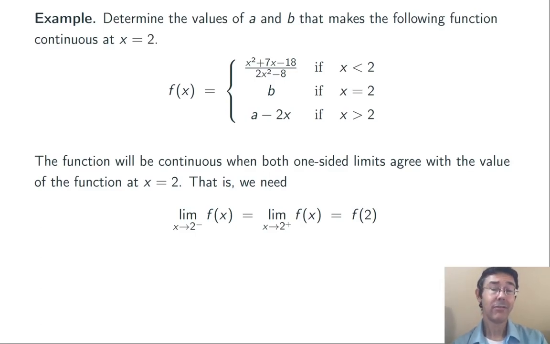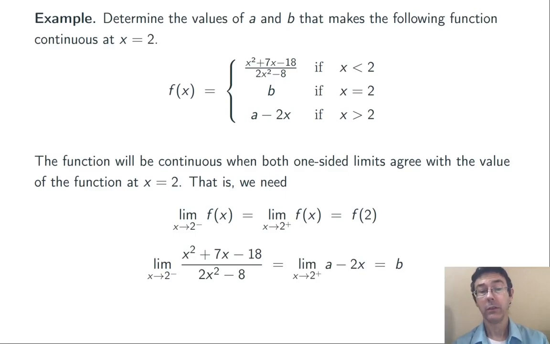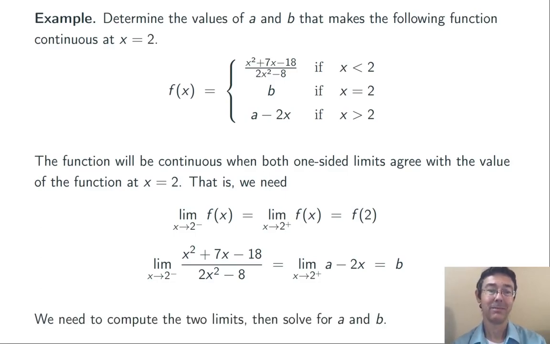Now let's take out f and replace it with what it's equal to. So for example, as x goes to 2 from the left, x is less than 2. So f of x is equal to (x squared plus 7x minus 18) over (2x squared minus 8). Similarly, as x goes to 2 from the right, f of x is equal to a minus 2x because x is bigger than 2. And f of 2, of course, is just b. So I have a three-way equality here. The strategy is to evaluate these limits and then set everything equal and try and solve for a and b.